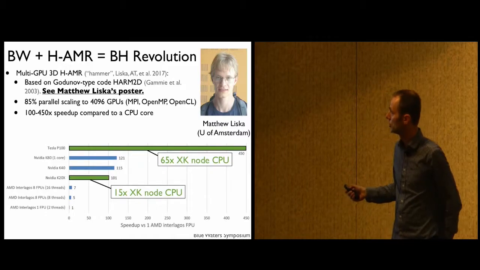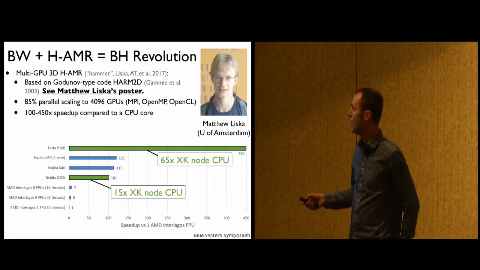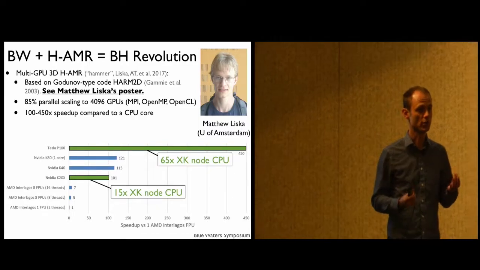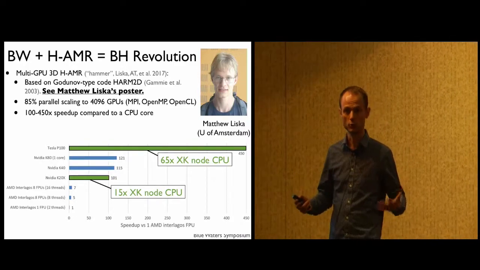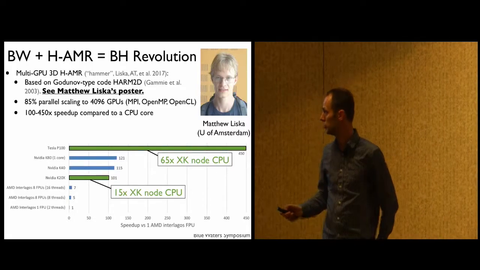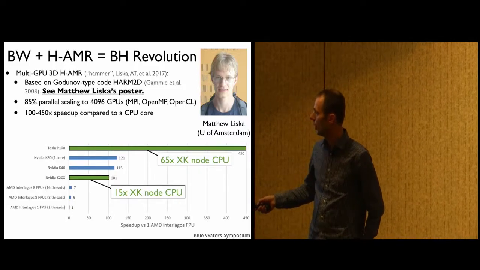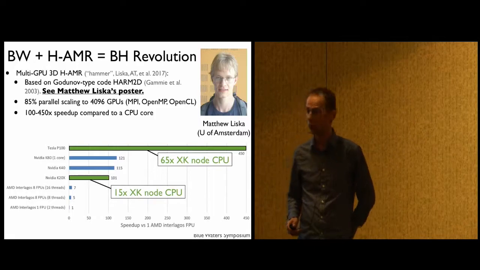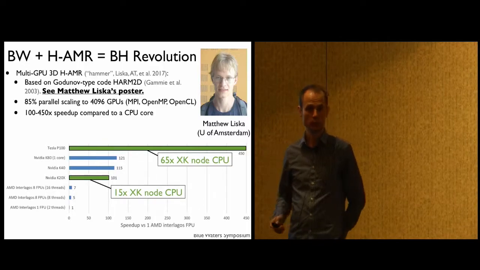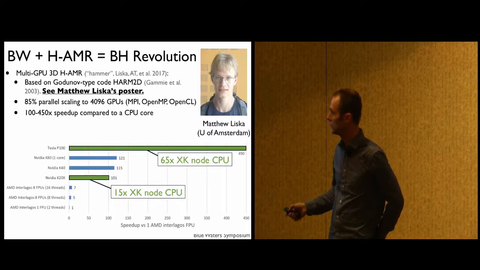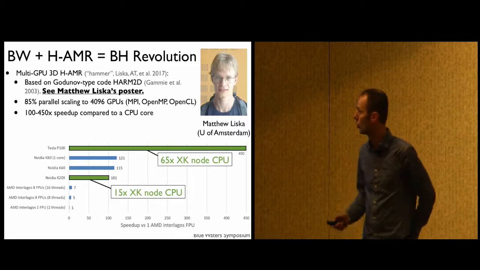In a nutshell, the code shows excellent parallel scaling to the entire Blue Waters GPU partition. A single GPU gives you a speed up between a factor of 100 and a few hundred, depending on the type of GPU you use, compared to a single core of a CPU. So here is a more detailed bar chart. The one core of the CPU is here. One NVIDIA K20X GPU that Blue Waters is equipped with is 15 times faster than the entire CPU, or 100 times faster than a single core of the CPU.